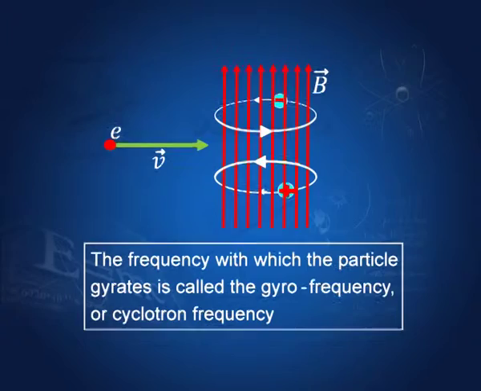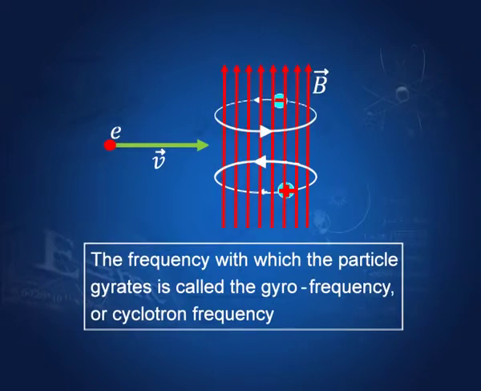All that you have to do is to find v cross B, and if it is a negative charge, then give a negative direction to that. And this motion carried out by the charged particle in a magnetic field is called gyration. We say that the charged particle gyrates around the magnetic field lines. It is easy to see that a negative charge will gyrate in the opposite direction, and the frequency with which it gyrates is called the gyro frequency, or more popularly cyclotron frequency.